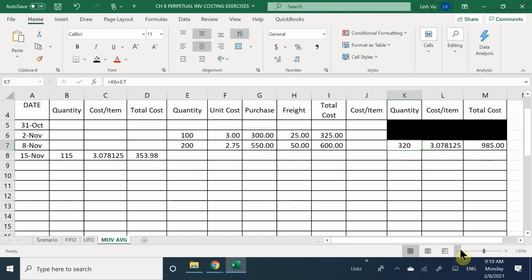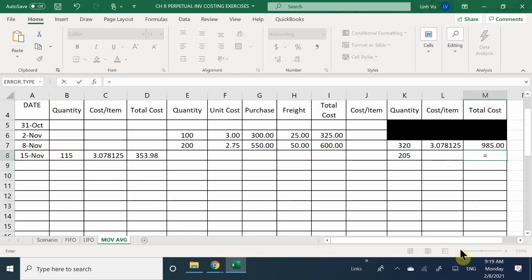Okay, so here this is 320. So what I'm going to do is I'm actually going to go like this. 320 minus 115. What's my new total quantity? 205. 205. And here I'm going to take my 985 and I'm going to subtract out my 353.98. So what should be my new total cost? No, I'm sorry. 631.02.